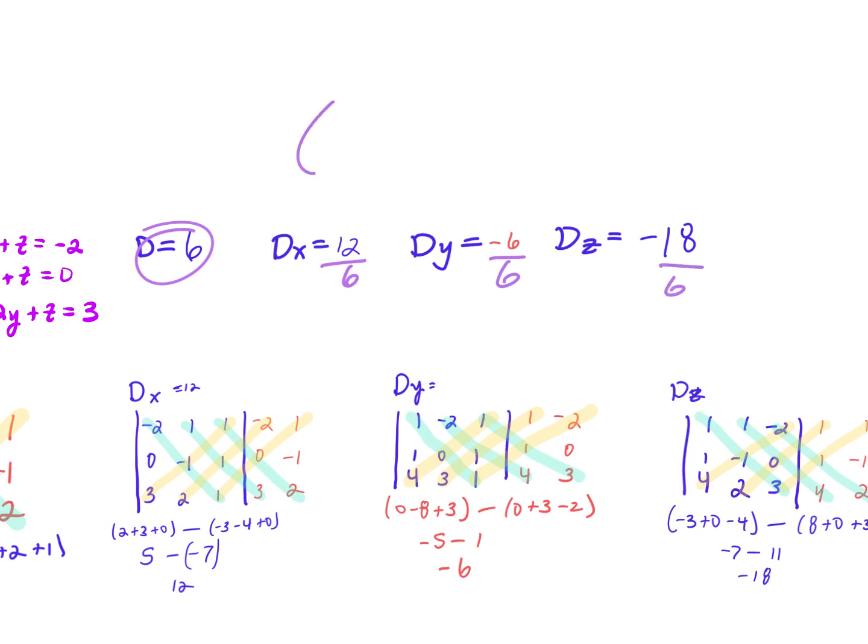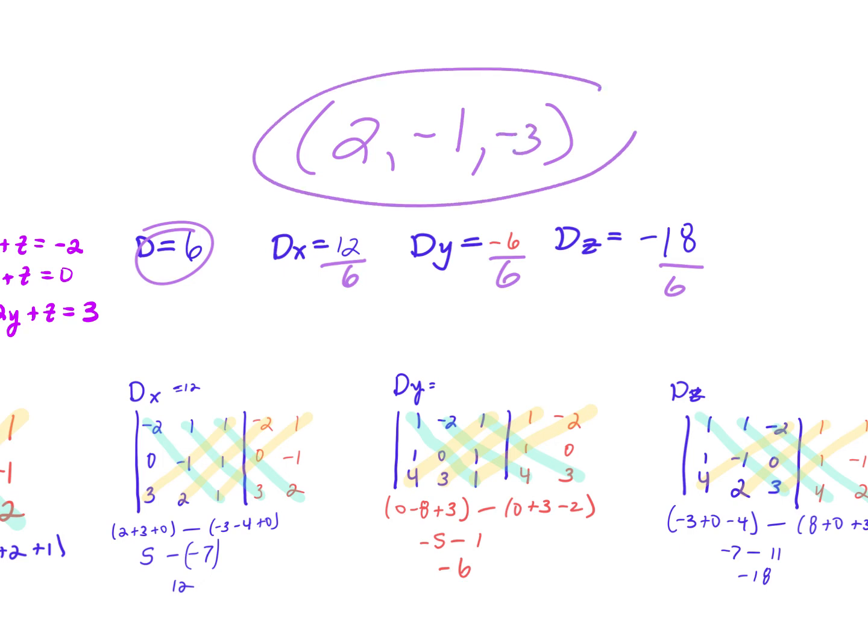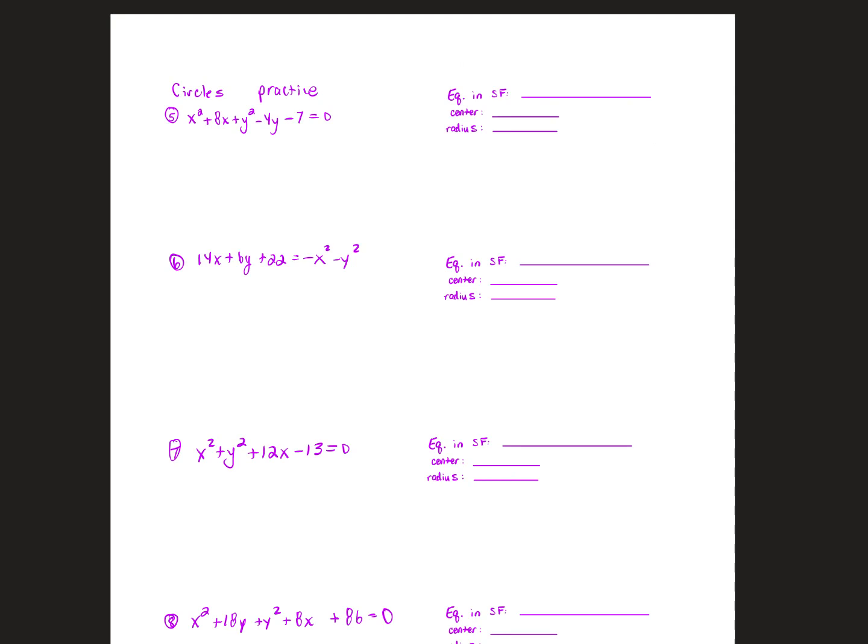So my ordered triple is, what's 12 divided by 6? 2. What's negative 6 divided by 6? And what's negative 18 divided by 6? There you go. And what can you do with that answer? You can plug it back in. Questions on Cramer and his silly rules? Then 2 of your questions are Cramer's rules, and 2 are just like this.